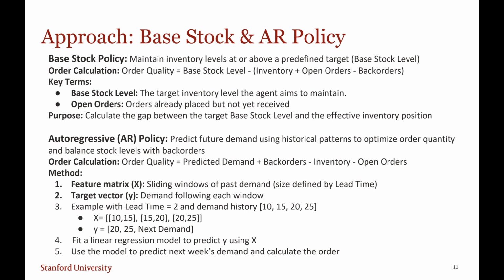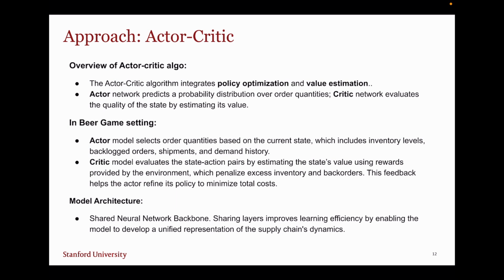In the auto-regression policy, we use a feature matrix and a target vector to predict future demands. The feature matrix, denoted as X, consists of sliding windows of past demand values. The target vector, denoted as Y, contains the demand value that follows each corresponding row in the feature matrix. The feature matrix and the target vector are used to train a linear regression model, which predicts future demands based on past trends. The first RL method we are going to introduce is actor critic.